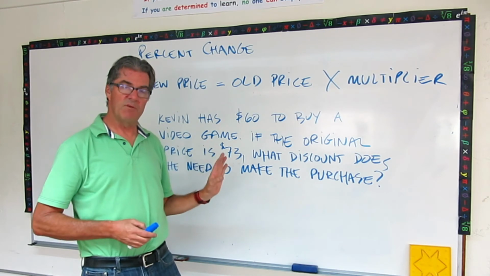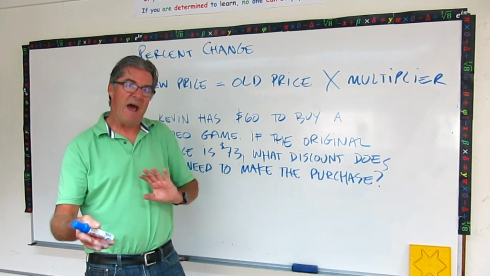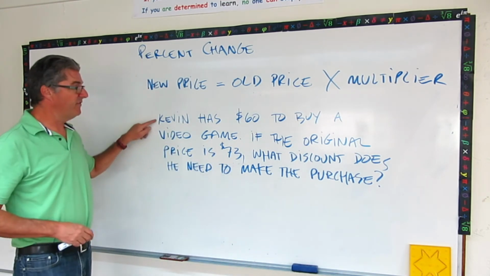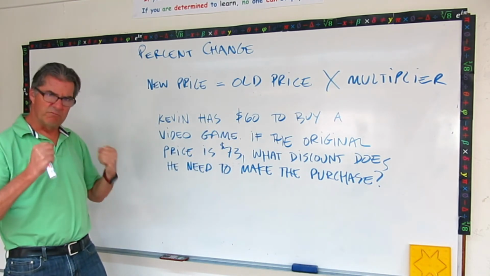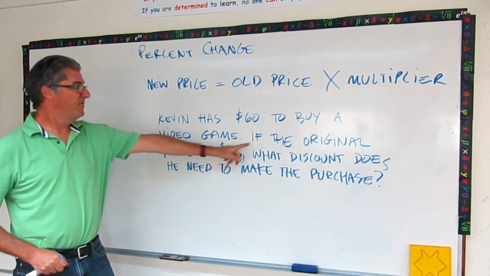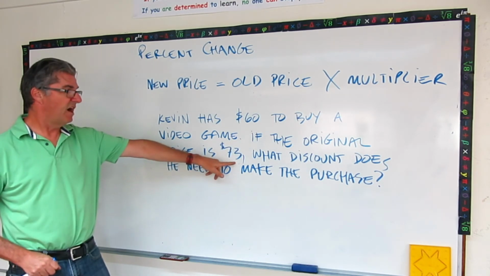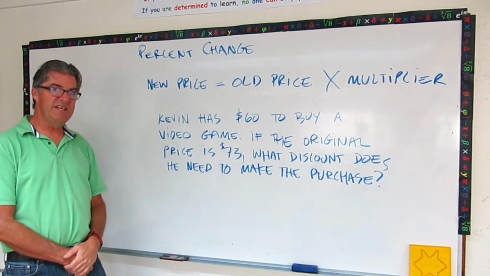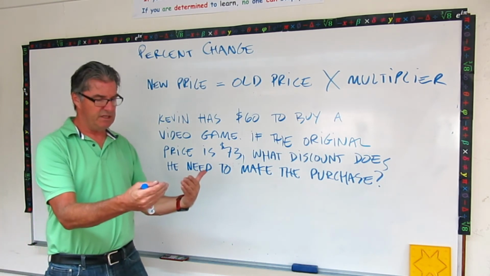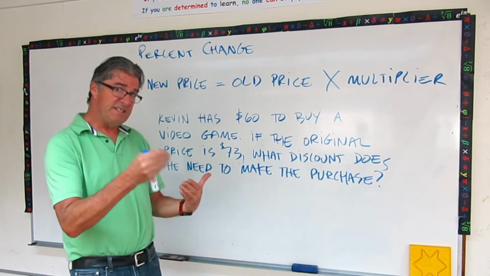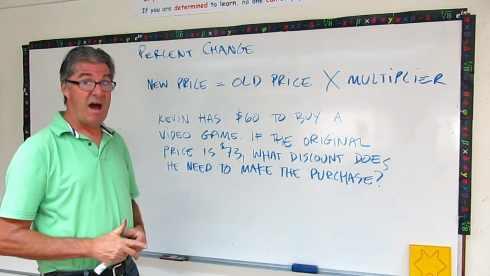So now here's a word problem that has you do it a little backwards. Let's take a look at it. Kevin has 60 bucks to buy a video game, his new favorite released game that he wants to get. If the original price is $73, what discount does he need to make the purchase? So the game costs $73, he's only got 60. He's starting to think, what discount might I need so I can buy that game?